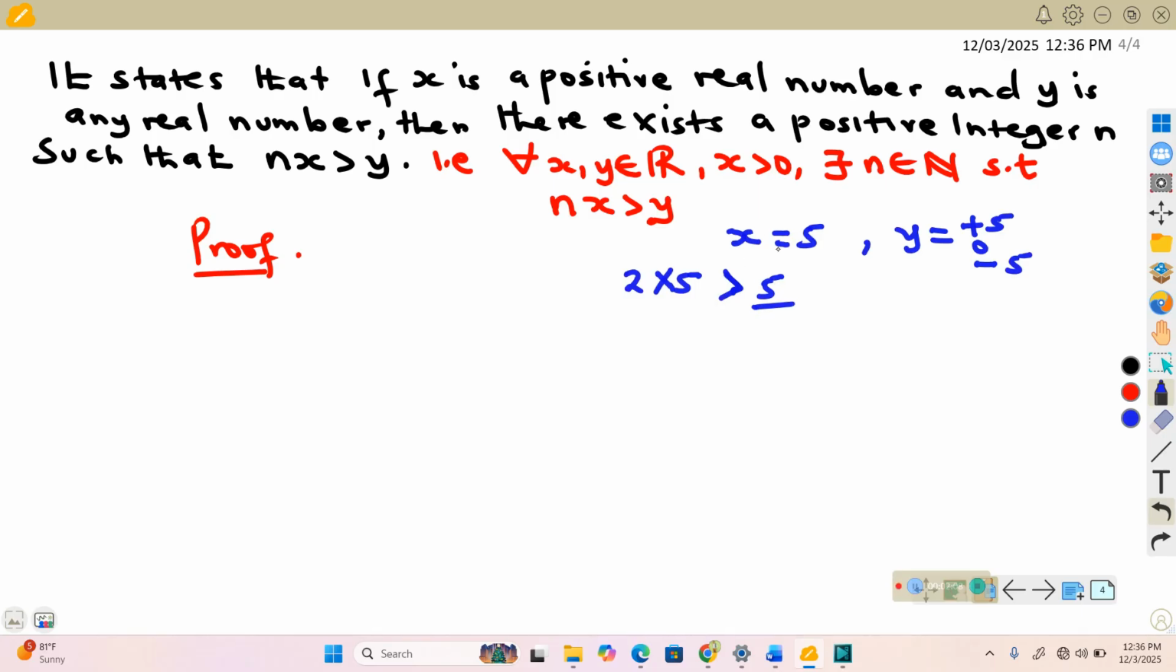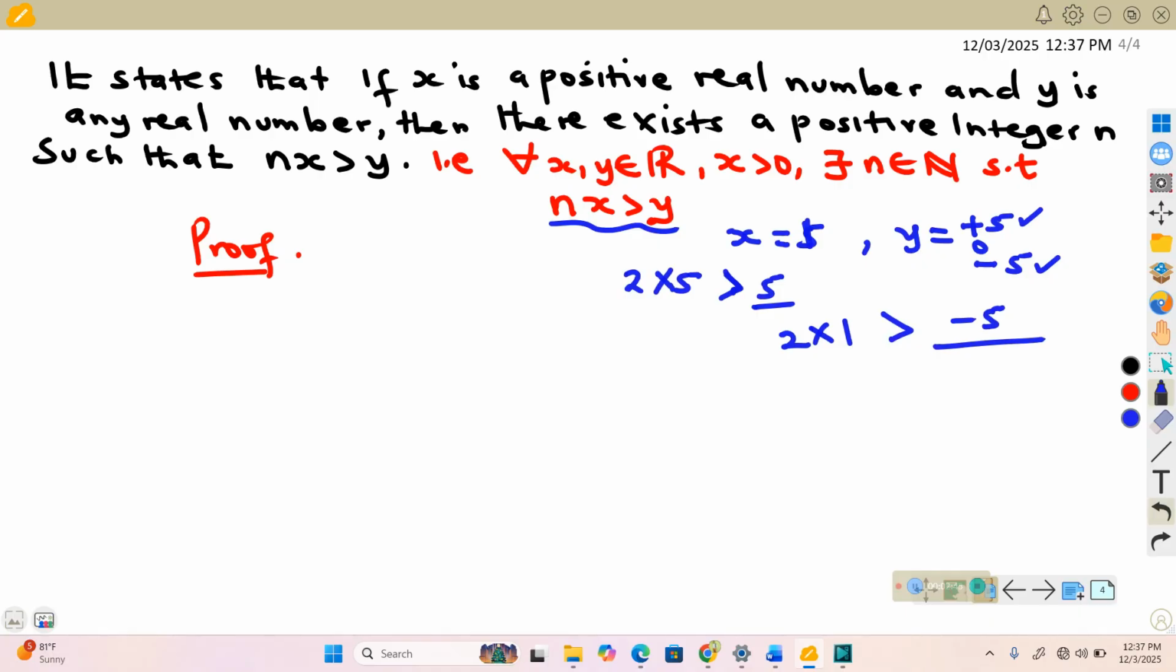So if you have x as a positive number, y can be positive, y can be negative. If, for example, y is negative and x is any other positive number, maybe 1, can I get a number which I multiply with 1 such that this number will be greater than negative 5? Is it possible such that this statement is true? If you choose a number like 2, if you multiply 2 with 1, this value here will be greater than negative 5.